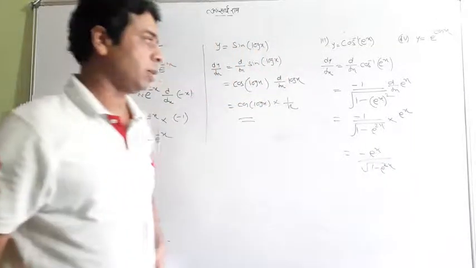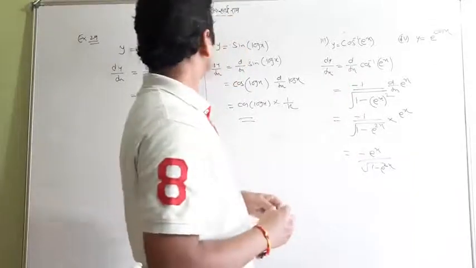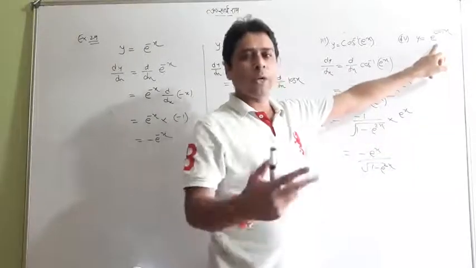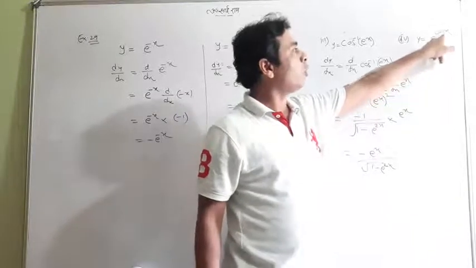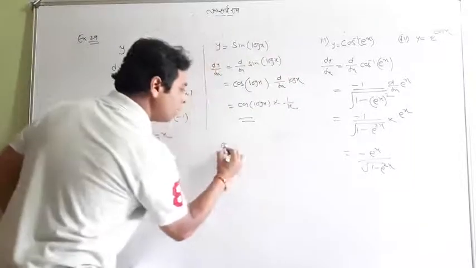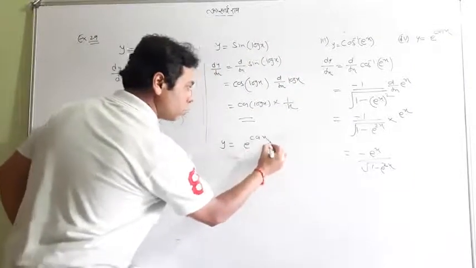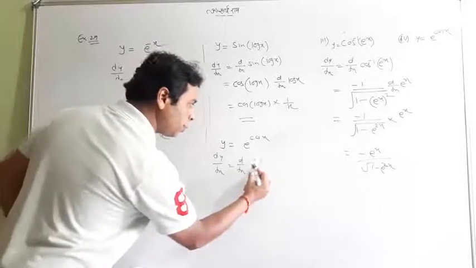This is the answer. So, hope students, these 4 questions, 3 questions you have made. The last question is again very easy. So you can simply predict what the answer is. e to the power cos x. First, look here: y is equal to e to the power cos x. The question is here: dy by dx is equal to d by dx of e to the power cos x.